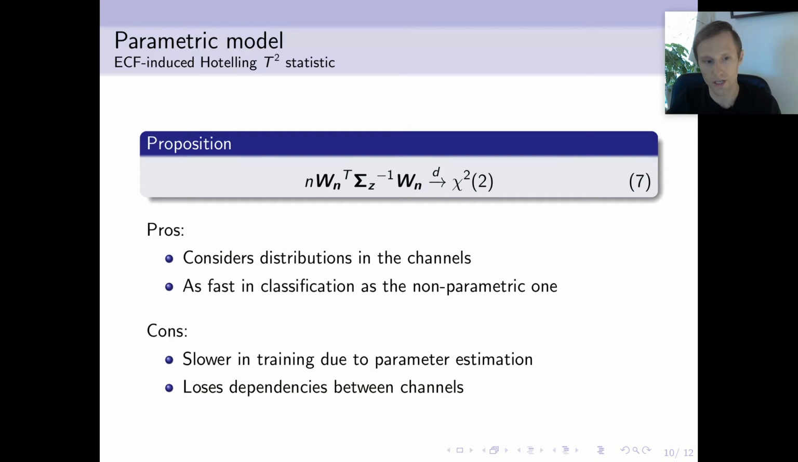There are 2 advantages and disadvantages. First of all, the advantages are that we now consider distributions in the channel, and classification is also fast, because there is not much to compute. Sigma here is pre-computed and Wn contains only characteristic functions. The drawbacks are that this method is slower in training because we used Koutrouvelis parameter estimation. And another thing is that we have lost dependencies between channels.